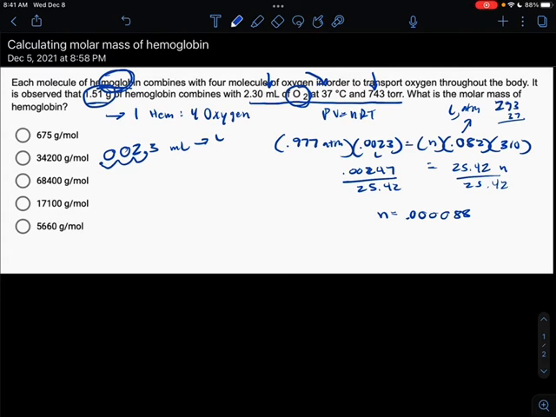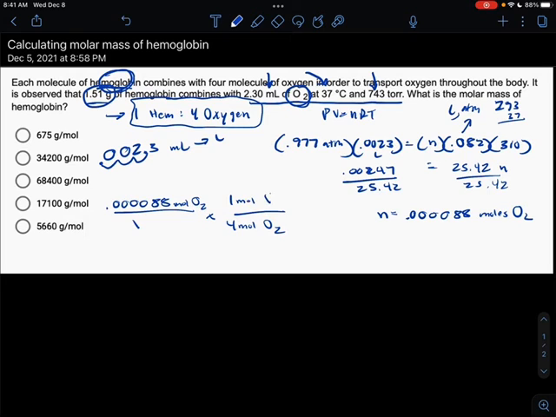Those are moles of oxygen. Now we're going to go back and take the mole ratio right here and figure out how many moles of hemoglobin that would be. So 4 moles of O2 to 1 mole of heme. With this set up, we take 0.000088 divided by 4, and we get 0.00002.